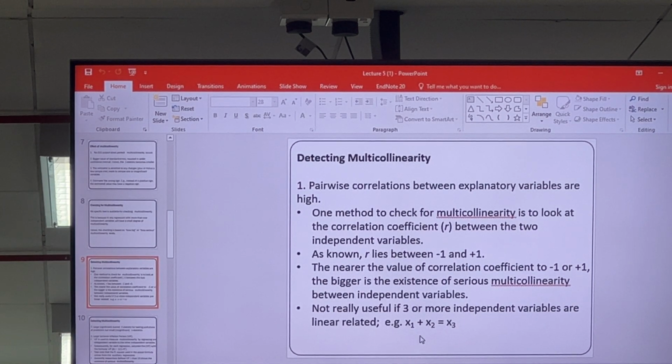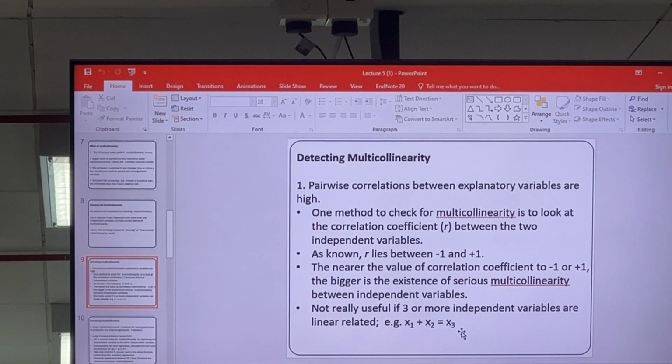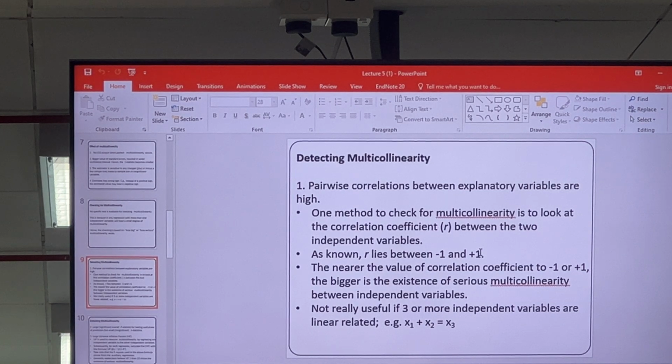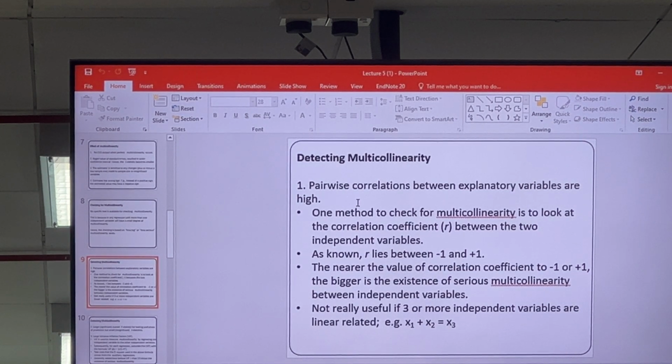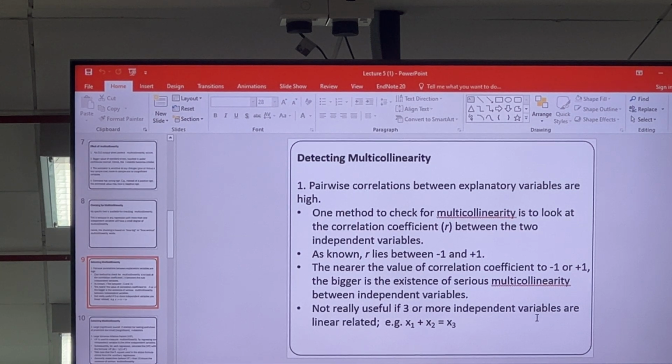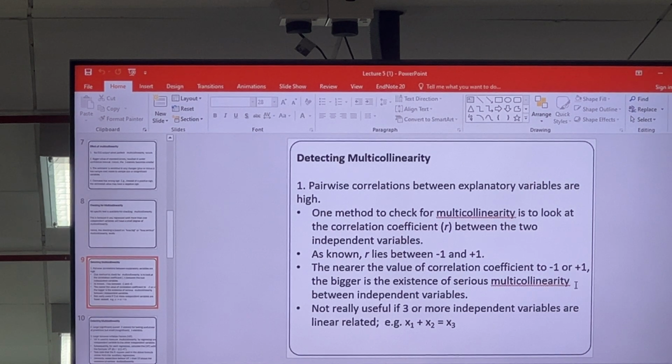Let's say for example x1 plus x2 equals x3. If x1 equals x2, then we should be able to see the possibility of collinearity between x1 and x2 by looking at the correlation between x1 and x2. But if the linear dependency exists among three or more variables, then the use of correlation is not really useful to give us a warning that there is a possibility of collinearity between independent variables.